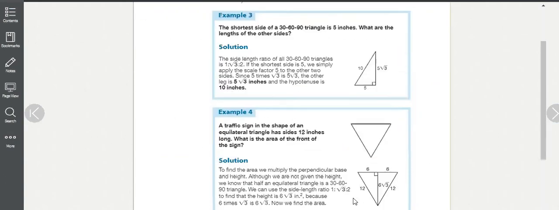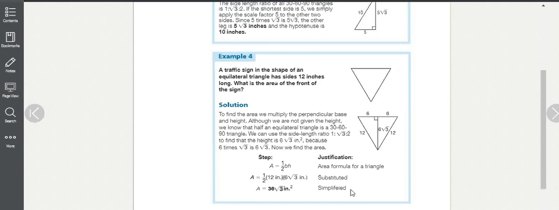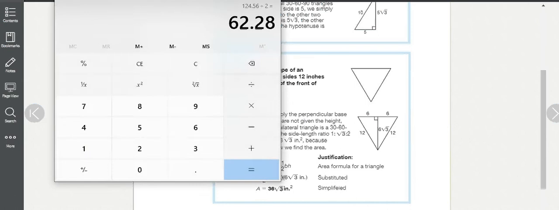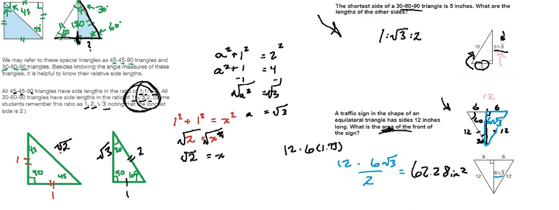Oh, it's at the top here. Did something wrong here. 1/2 base times height. Oh, I think I found the right answer, but they didn't use the decimal. They just kept it as square root of 3, which means we would go 1/2 times 12 times 6 square root of 3. So 1/2 times 12 is 6, times 6 is 36, times square root of 3.